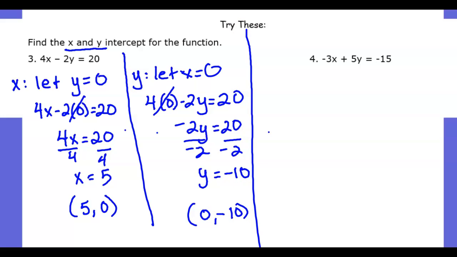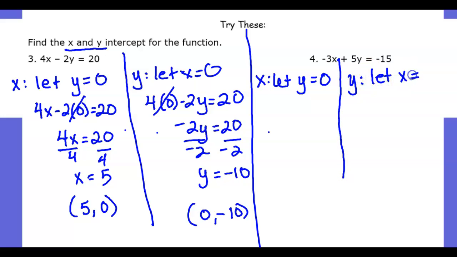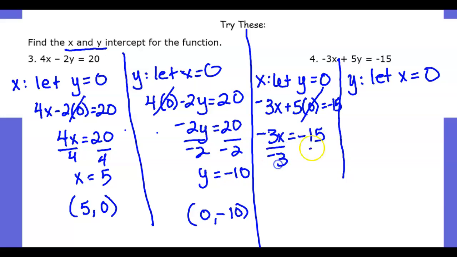We'll do the same thing with the next one. For finding our x-intercept, we let our y be 0, and for our y-intercept, let's let our x be 0. If our y is 0, we end up with negative 3x plus 5 times 0 equals negative 15. So negative 3x is equal to negative 15. Then I divide by negative 3, and my x is 5.